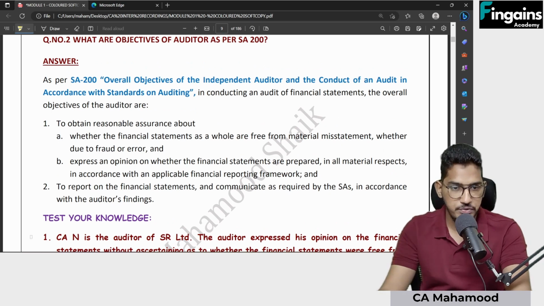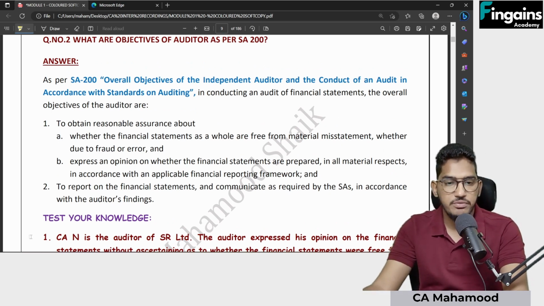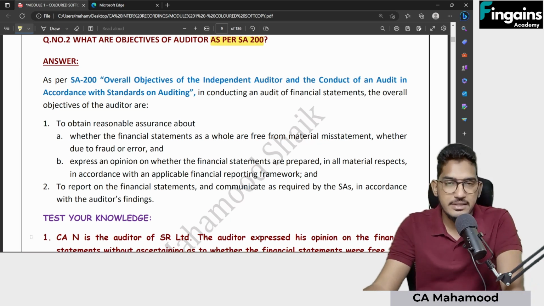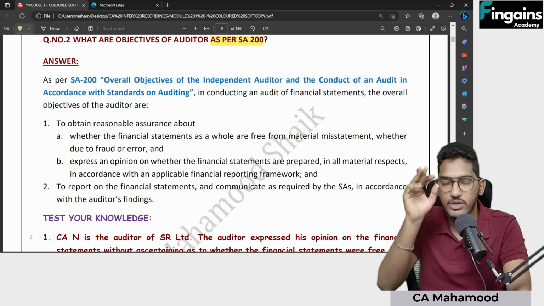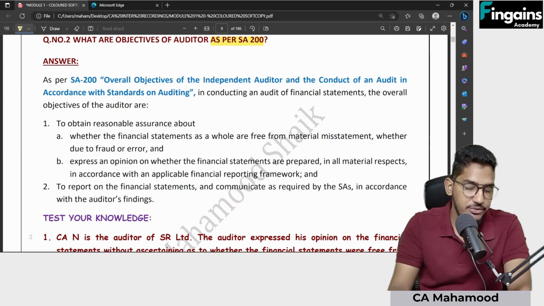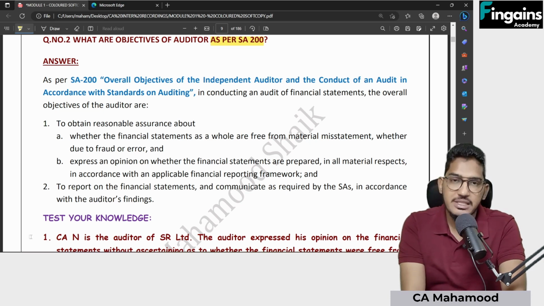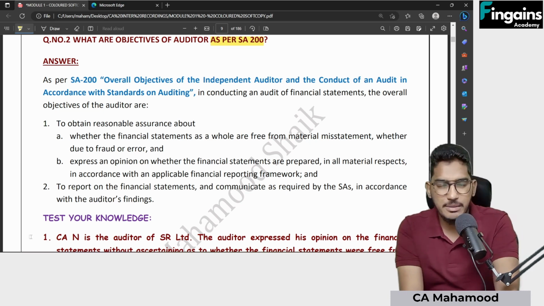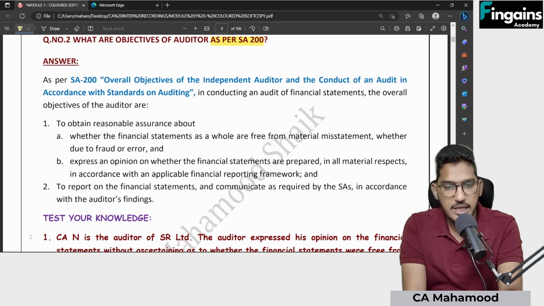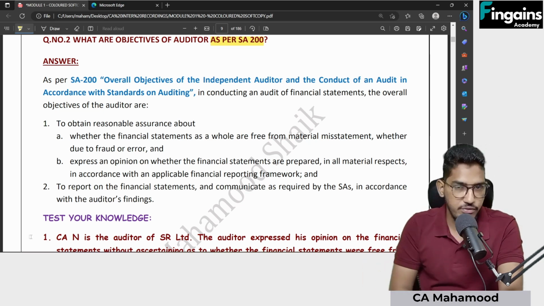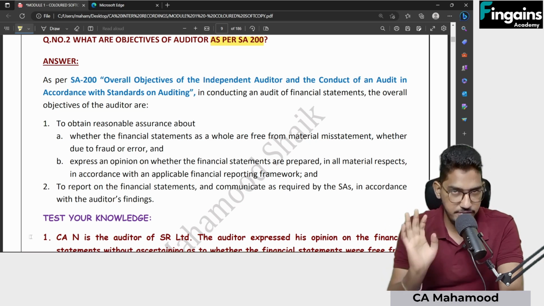What is question number 2? What are the objectives of the auditor as per SA 200? Now what is this SA 200? SA 200 means Standard on Auditing 200. And as I have told you, the way AS 1 is the first and foremost standard on accounting, a basic standard setting the base for the entire subject of accounting, similarly SA 200 is also the first and foremost standard on auditing, setting the base for the entire subject of audit. Now this SA 200 has certain objectives.